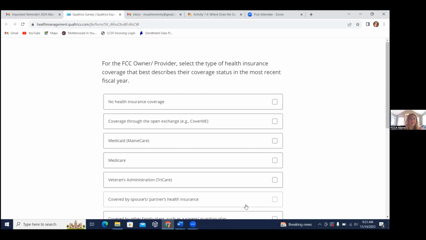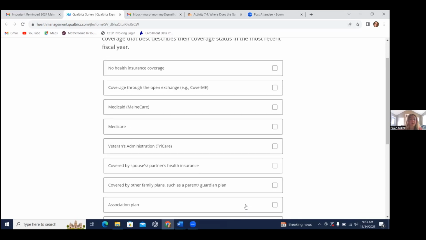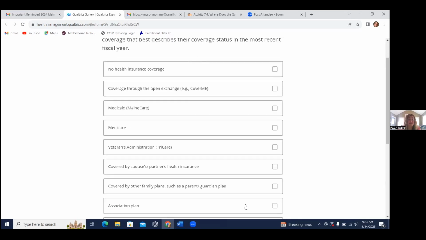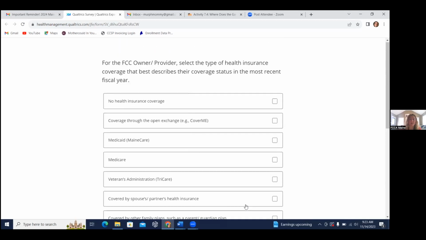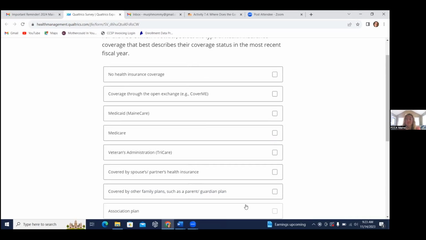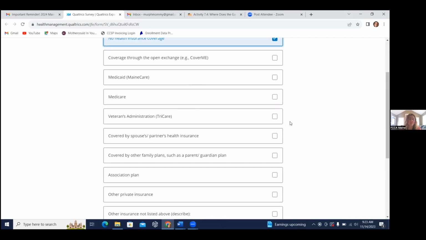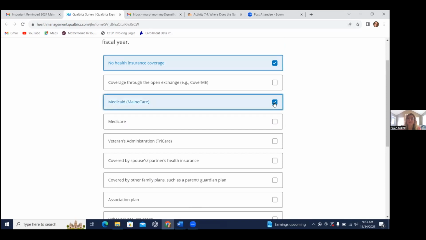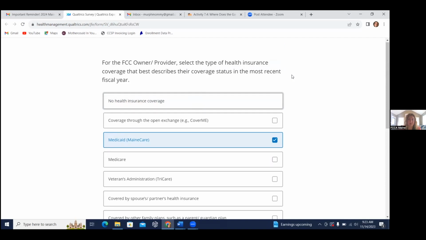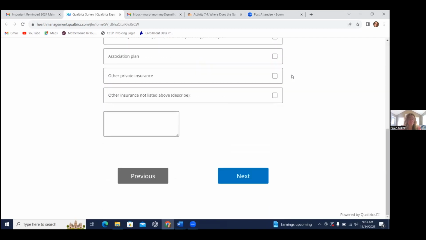For the family owner, select the type of health insurance coverage that best describes their coverage. I would say they're typically no health insurance, spouse, or Maine Care. A lot of Maine early childhood educators qualify for Maine Care. Let's do that one. Oh wait, it lets me check numerous ones. So let me make sure. Let's say Maine Care.